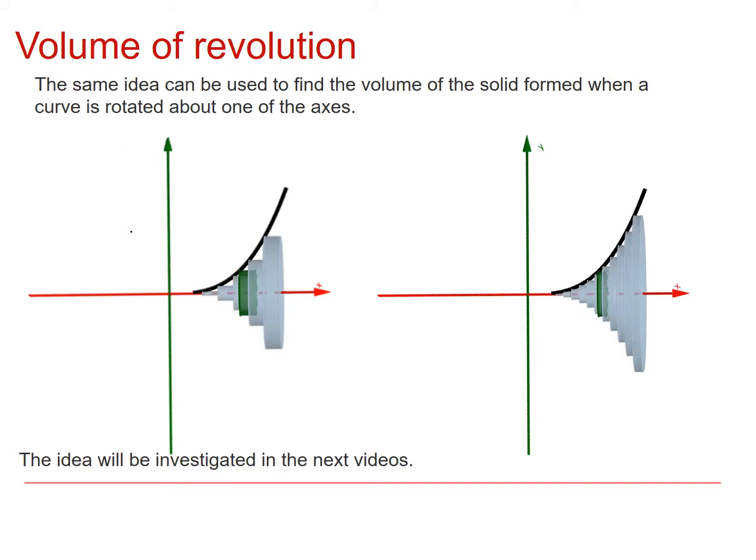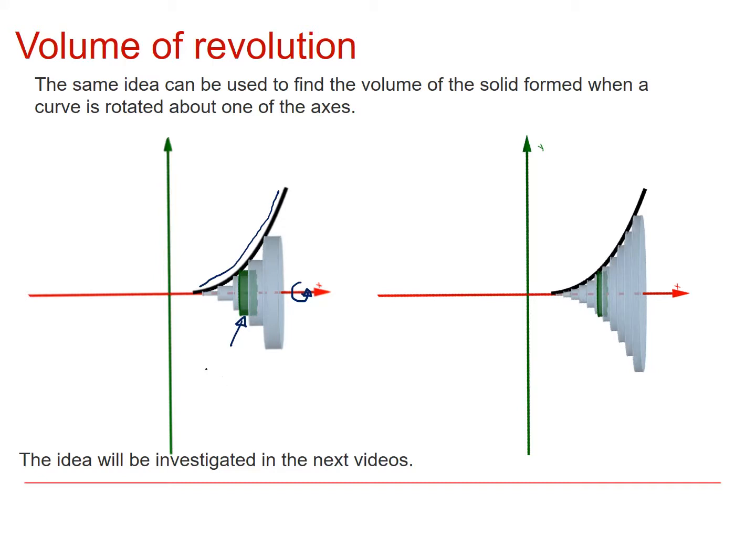Now exactly the same idea can be used when we're looking at a volume of revolution. Here I've got the region underneath this curve, which has been rotated about this axis to form this volume of revolution. And I've split it into individual elements. Let's look at the green one.